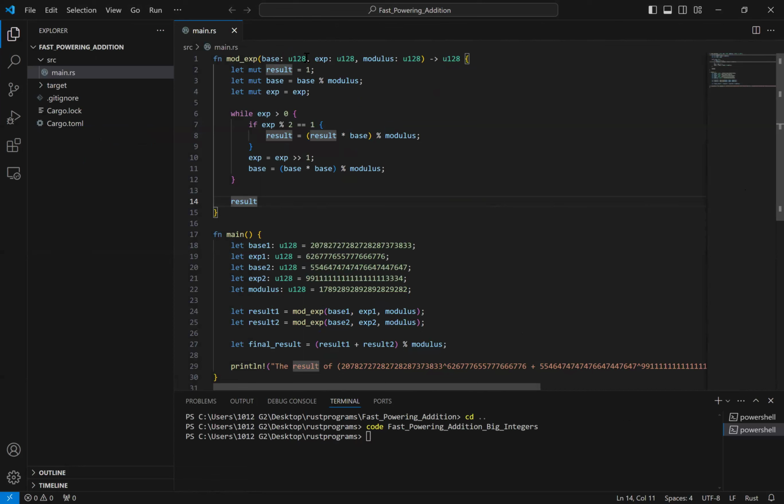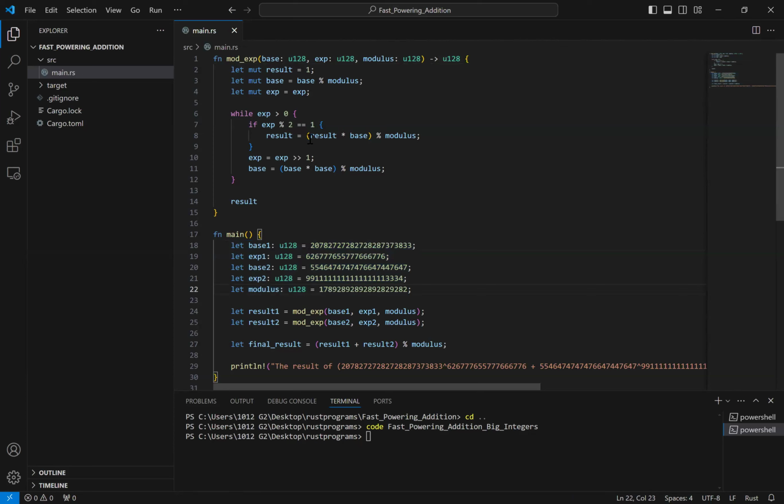I'm using U128. You can change this to U64 if you want to deal with smaller numbers. You can even change to U32 if you want. We are not using I because we are not dealing with negative numbers. So it's the same code as before. The only part that is different is here. So you can even have as many as you want.